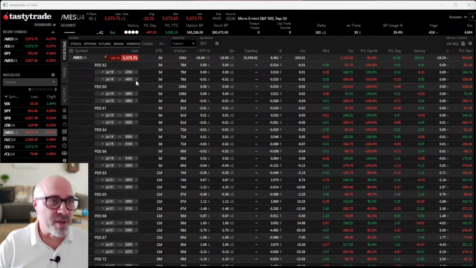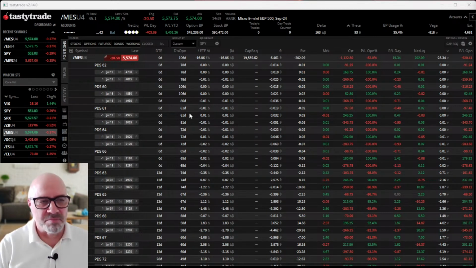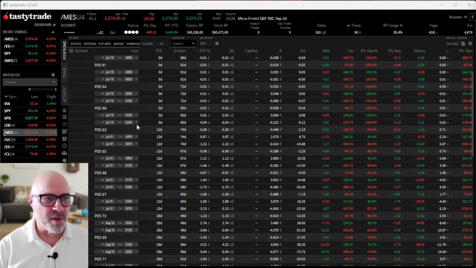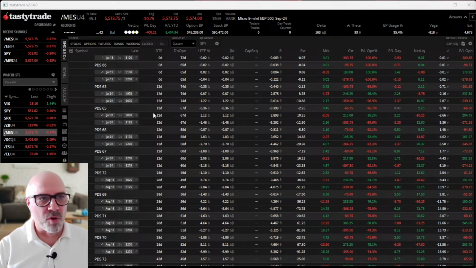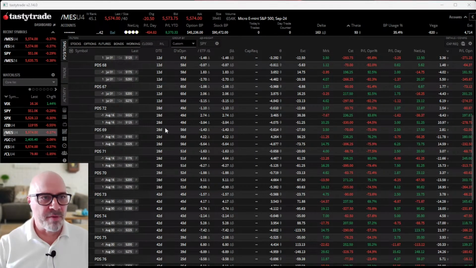And so let's take a look at our positions. We have a bunch of put debit spreads, as you can see right here, but all of these are expiring today, so they're not really that important. They're going to be gone. Then we have some that have 12 days to go. They might come into play, but 12 days to go, not too strong. And then we have some 28 and more, and those could come into play.